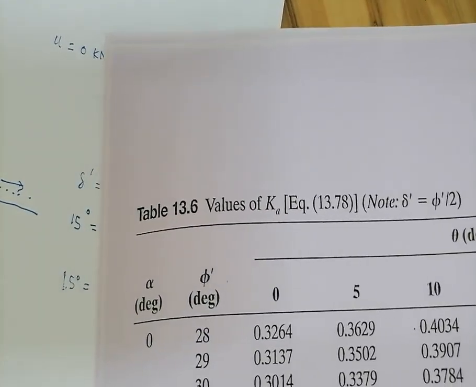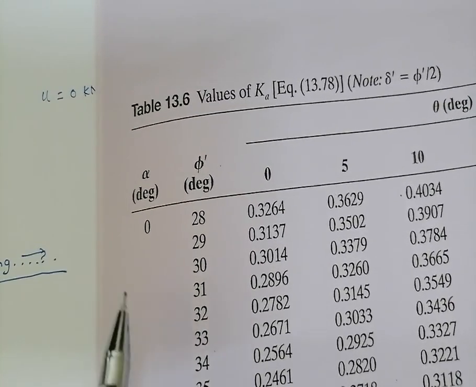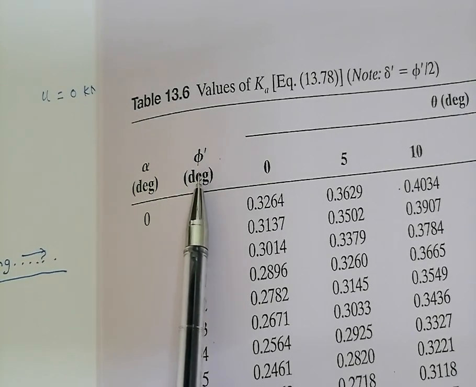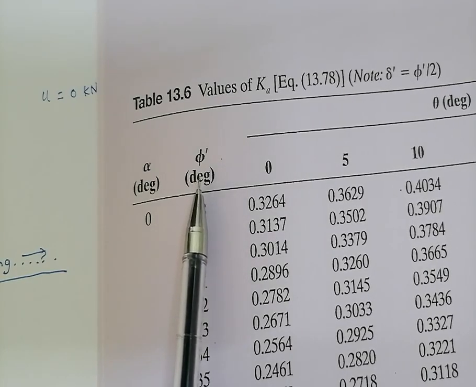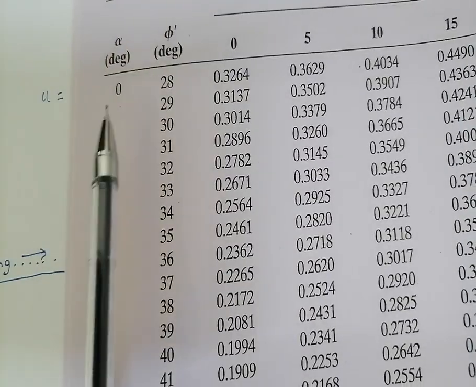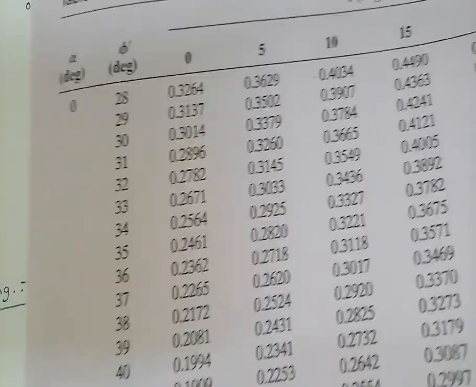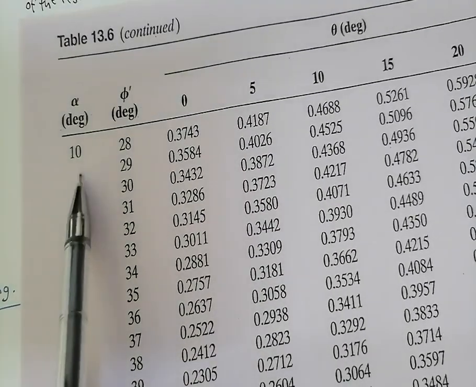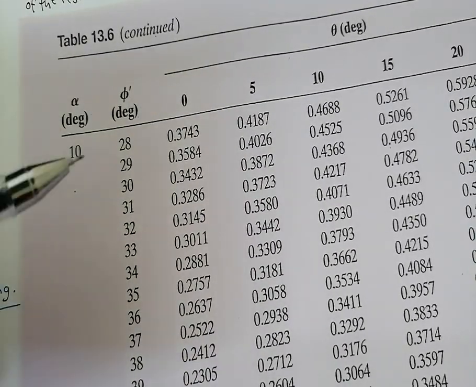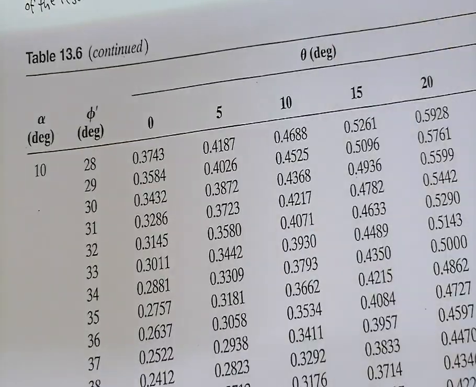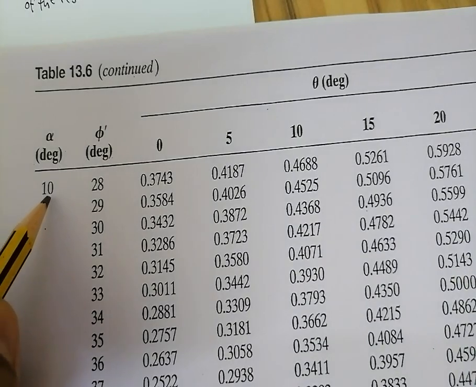Now how to use it? You look at the first column. This is alpha, and the second column is soil friction angle. Sorry. So our alpha is what? 10, isn't it? So we have 0, 5. Go to the next page. 10. All right, we'll stop here. Okay, this is us. I'm going to use pencil. Sorry. So this is us, 10.